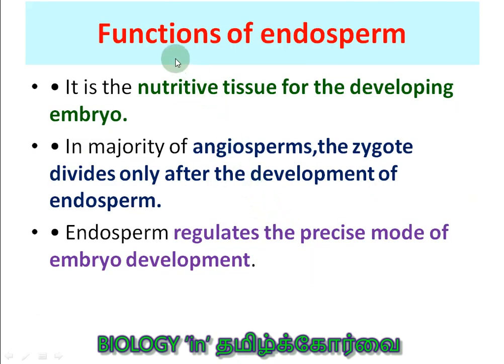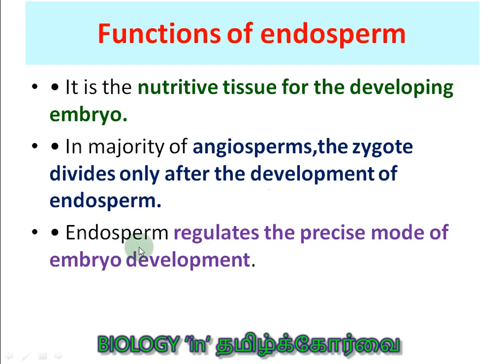So there are three functions of the endosperm. It is a nutritive tissue for the developing embryo, which we know very well. That is the reason why it also produces haustoria in order to get more nutrients. In the majority of angiosperms, the zygote divides only after the development of endosperm, as we have already seen in the previous video. So first the primary endosperm nuclear division takes place, followed by the zygote, because the endosperm supplies the nutrient for the developing zygote.